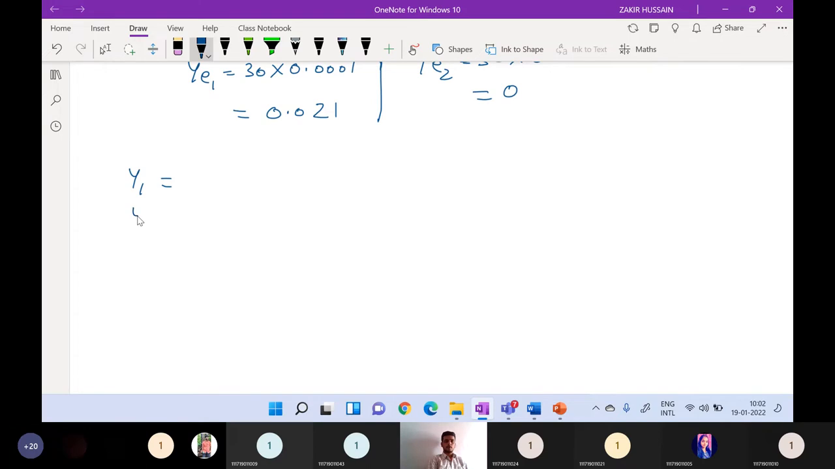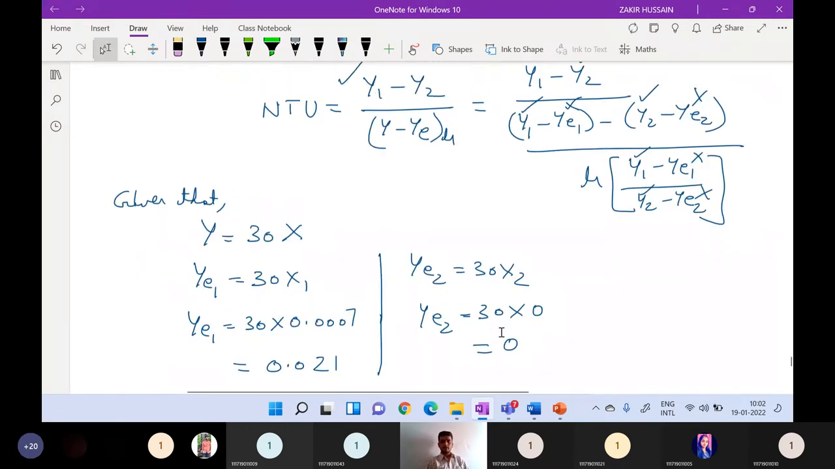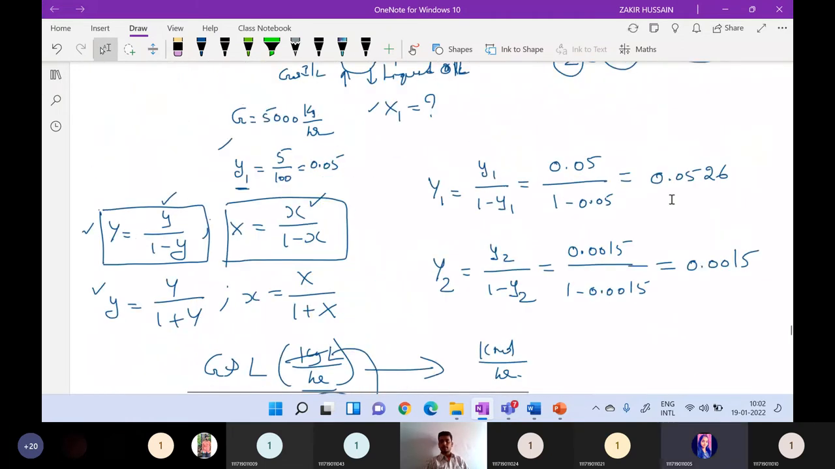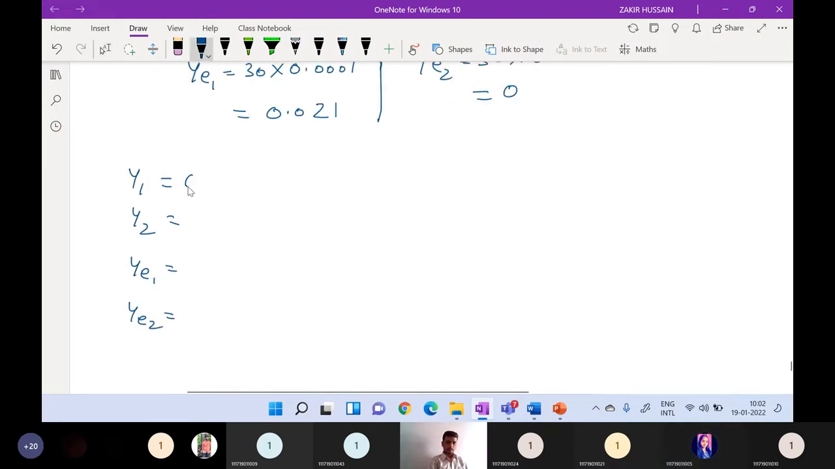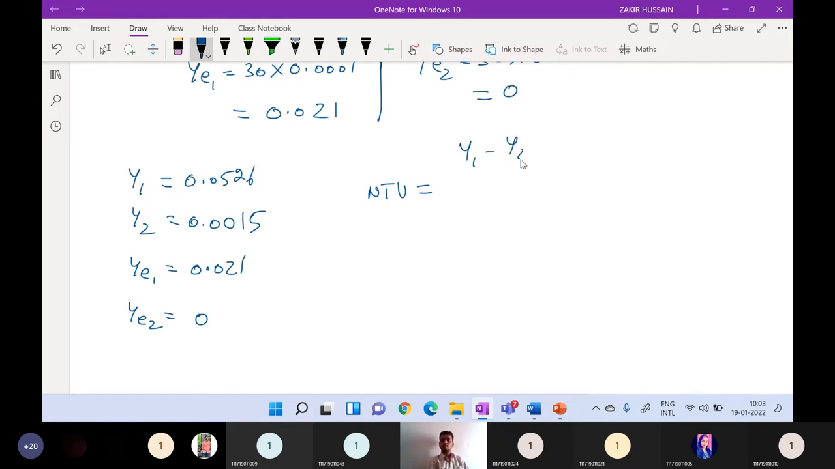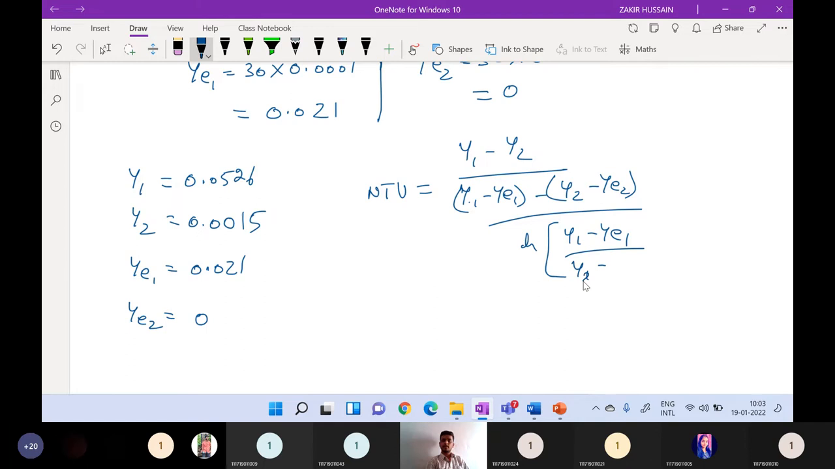Now we will summarize the various values: what is Y1, Y2, YE1, YE2. Then it will be very easy to calculate NTU. Y1 is equal to 0.0526, Y2 is 0.0015, YE1 we just estimated as 0.021, and YE2 is 0. Then NTU is equal to Y1 minus Y2 divided by Y1 minus YE1 minus Y2 minus YE2 divided by ln of Y1 minus YE1 divided by Y2 minus YE2.